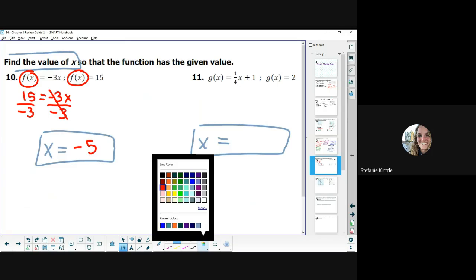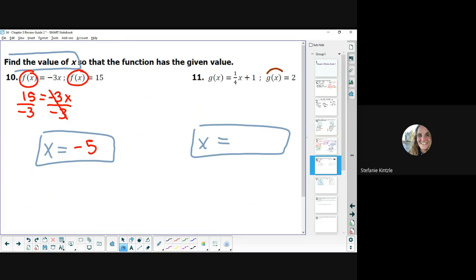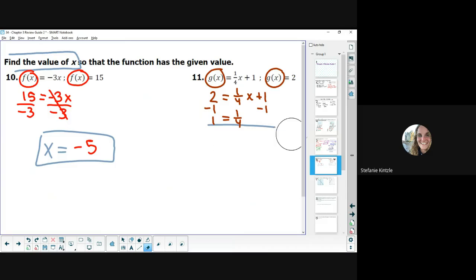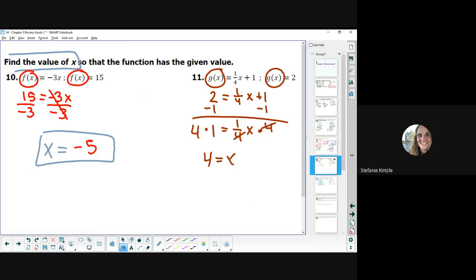All right, again, g of x is +2. So we're going to replace g of x, so the whole left side, with a +2. So +2 equals 1/4 x plus 1. And then we're going to solve. So PEMDAS backwards. Subtract 1 first, and you get 1 equals 1/4 x. And then to get rid of a fraction, you multiply by the reciprocal. So we'll multiply both sides by 4. And we get 4 equals x.